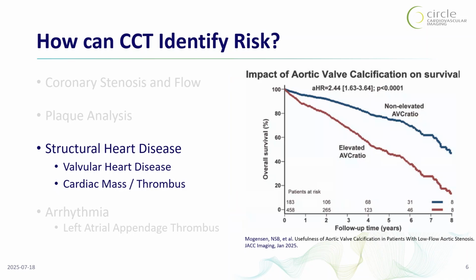But there are other things that go outside of the coronary arteries as well. So within structural heart disease, valvular heart disease, in this particular graph that I have, aortic valve calcification is linked to survival as well. So that's another type of risk assessment outside of the coronaries that cardiac CT does a great job of looking at. Cardiac mass and thrombus: sometimes we use cardiac CT to find thrombus within the left atrial appendage or perhaps in the left ventricle that can lead to strokes and debilitate patients that way.